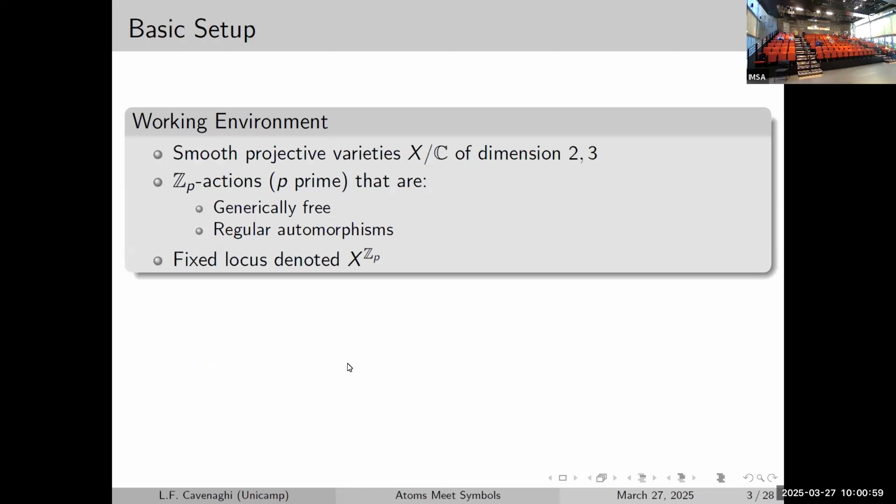Throughout the talk, we're mainly considering smooth projective varieties of dimensions 2 and 3. I don't think there's going to be any other dimension in this talk. We consider this Z/p cyclic group of prime order, and we're going to consider generically regular actions, like automorphism actions, on these smooth projective varieties. And here we denote the fixed locus for this action on X as X to the power Z/p.